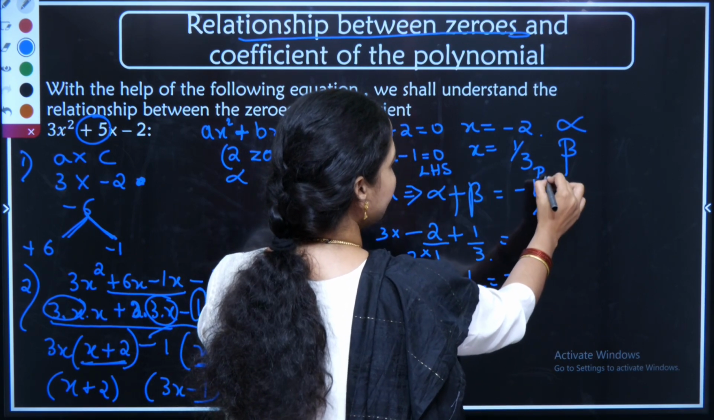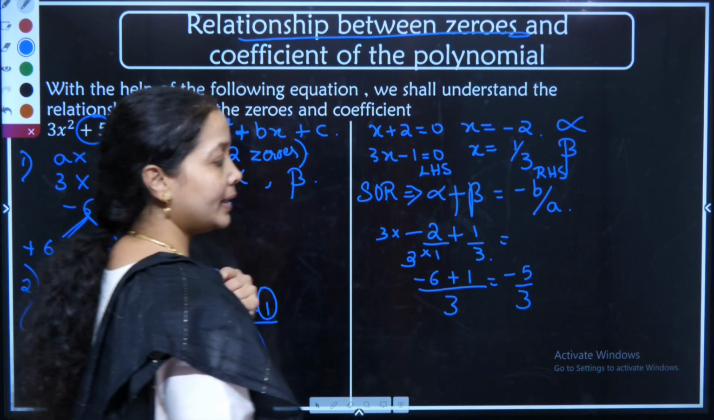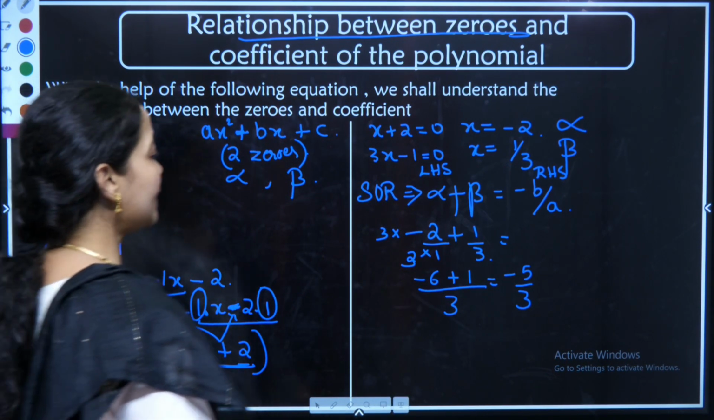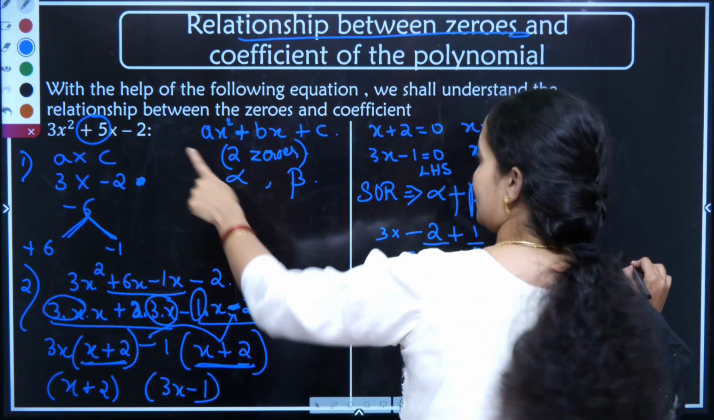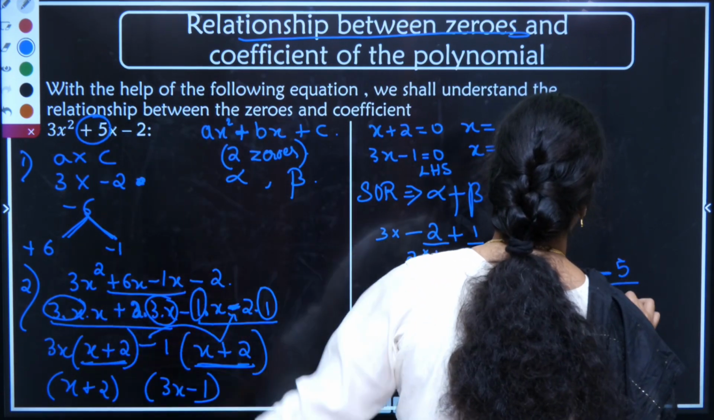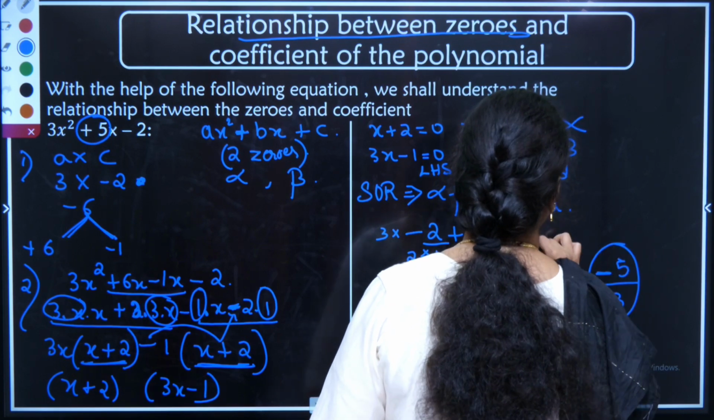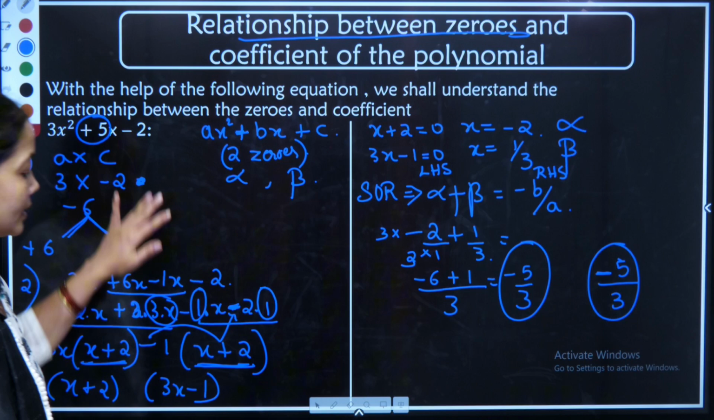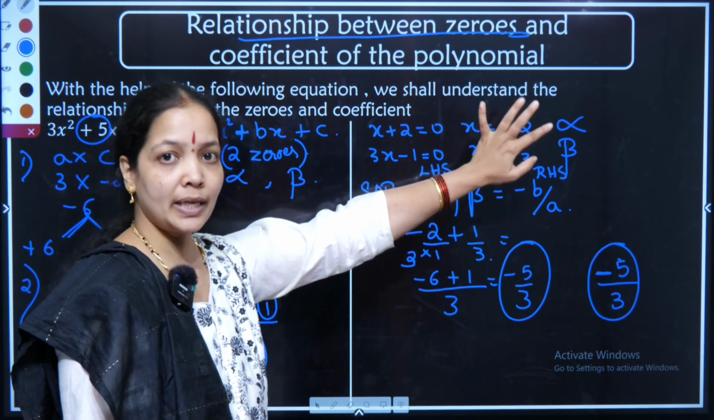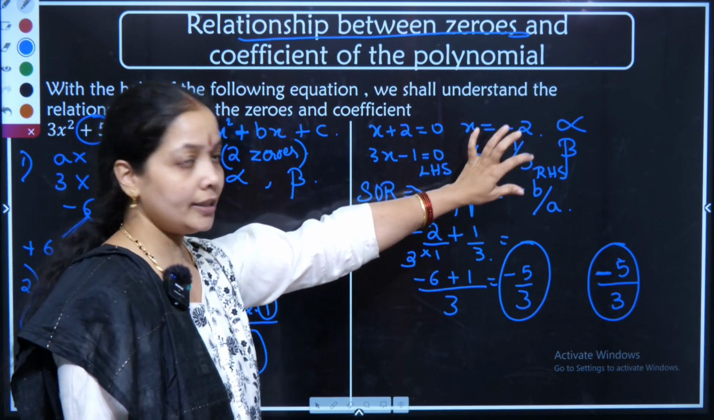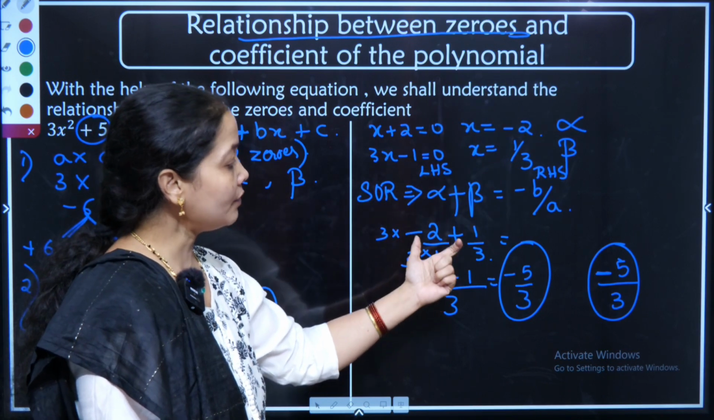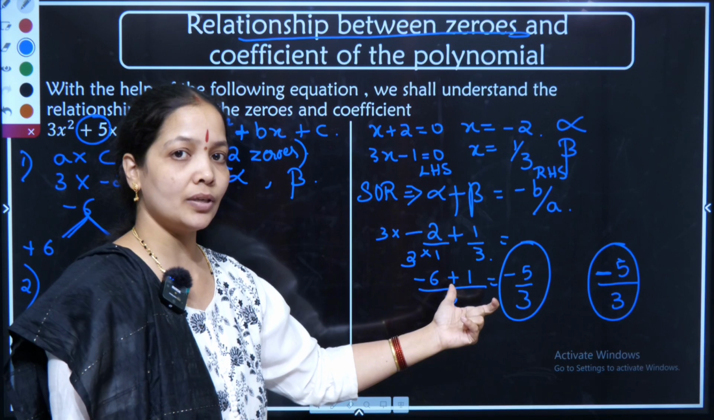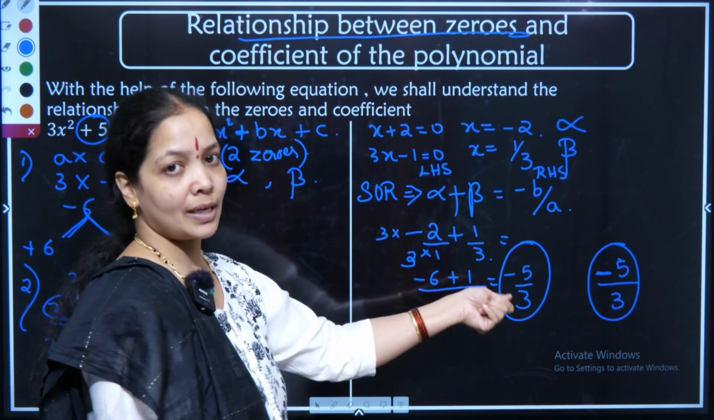When I come to the RHS part, it is negative b by a. So from the equation, I have to just check what is negative b. Negative sign, what is b? That is 5, by what is a? That is 3. This and this has to be equal. Then only we can analyze that the alpha and beta values we have found are correct or not. In this portion, while taking LCM and simplifying, please be careful with negative and positive signs so that you are not losing marks here.